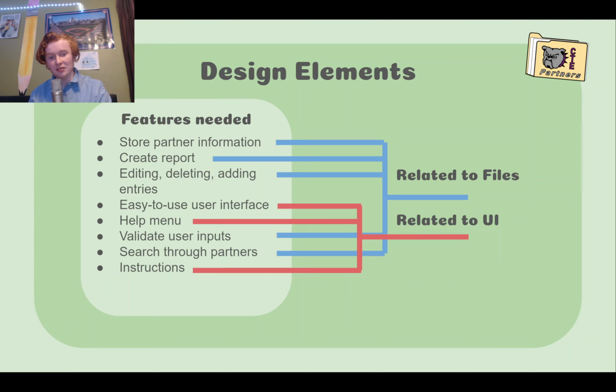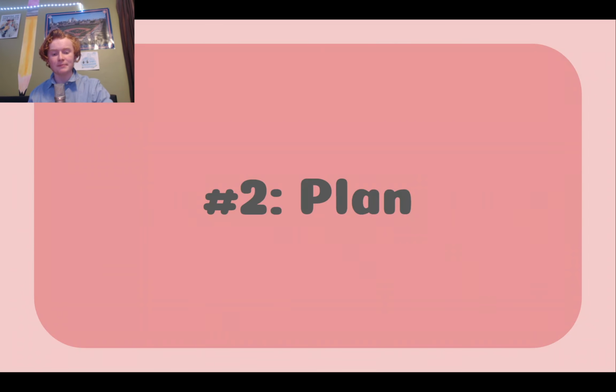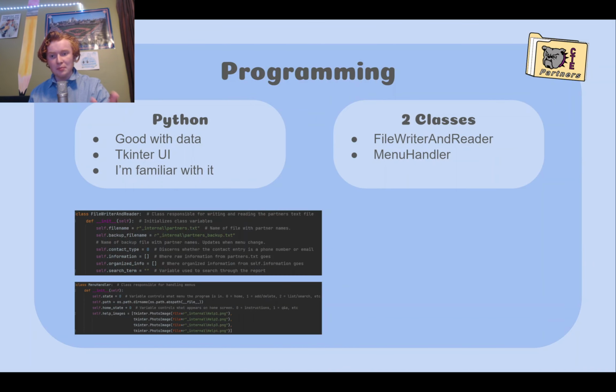One's related to files and one's related to the user interface. I then used this little structure to create my plan. My plan was to use Python, which is a programming language that is good for data, and it also comes with a library called Tkinter, which is a user interface that's easy to use. I'm also very familiar with it, so it's easier for me.